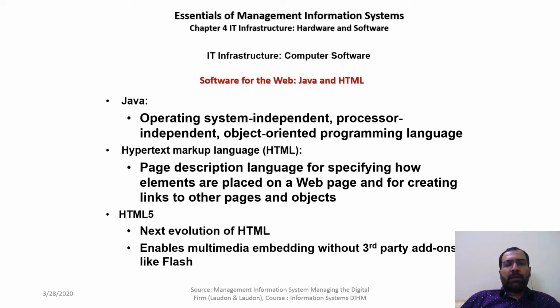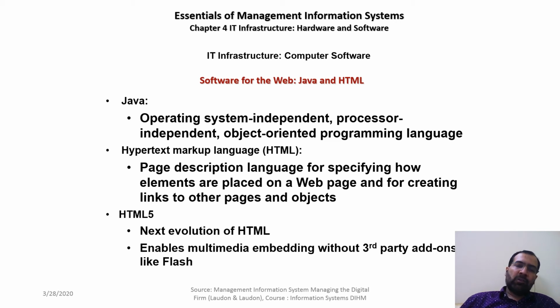There are various software for the web as well, which we use. Normally, we know about HTML, that is Hypertext Markup Language, a page description language for specifying how elements are placed on the web page, because we want to represent our information on the web page and create links with other pages as well. Every organization has a website, so we need to organize in such a manner. So HTML is important. Also XML, Extensible Markup Language.